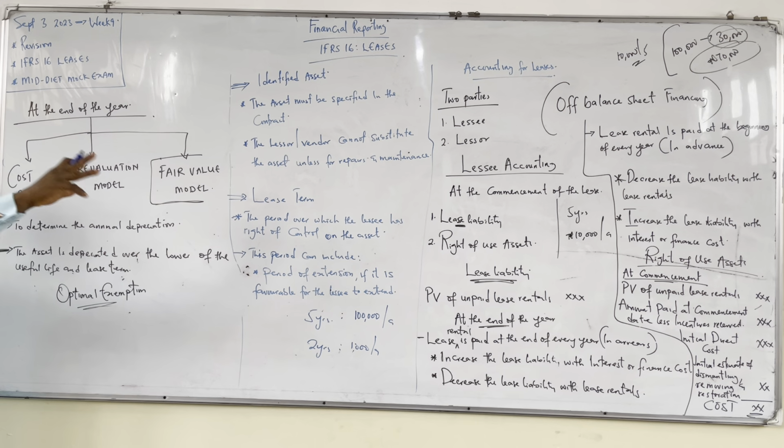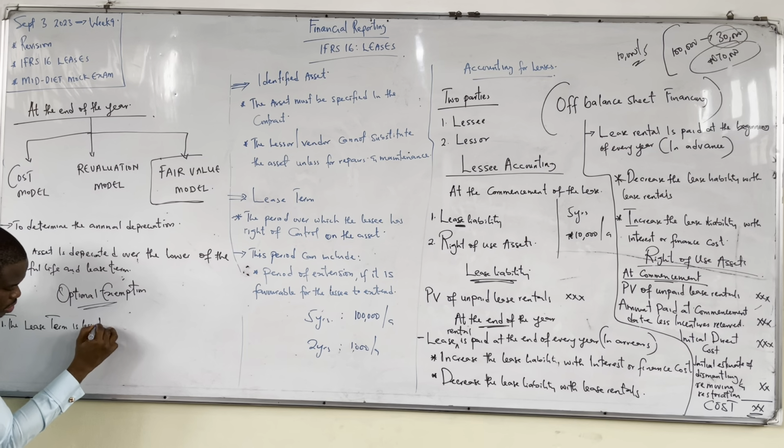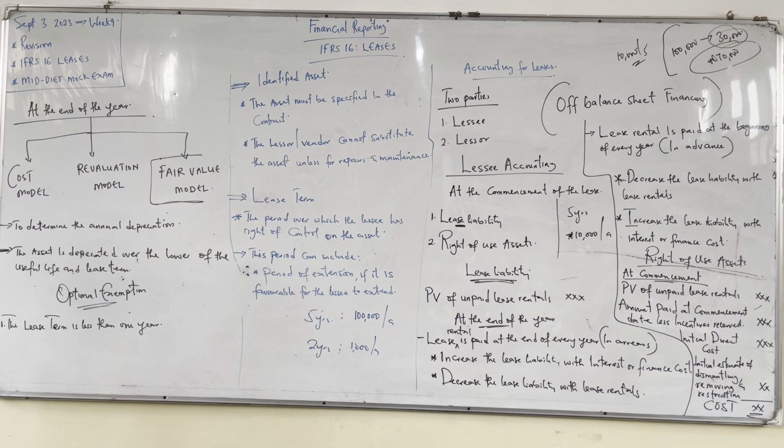Optional exemption from the application of this lessee accounting. There are two optional exemptions. One is that the lease term is less than 1 year. So if you are entering a lease of 8 months or 9 months or 6 months, you don't have to do this because it's even difficult to discount in months. So if the lease term is less than 1 year, there is no need to do all of this. Just recognize the rent you are paying as an expense, and that's it.